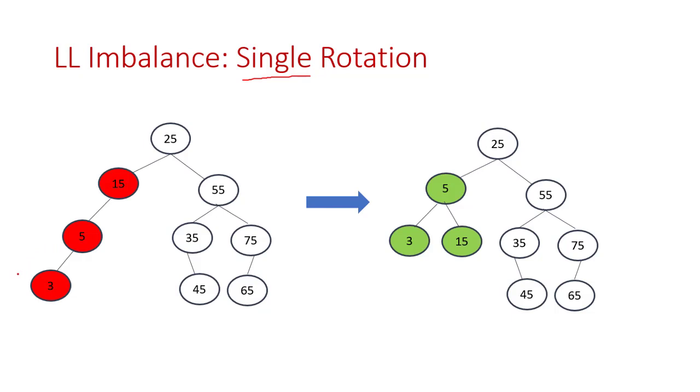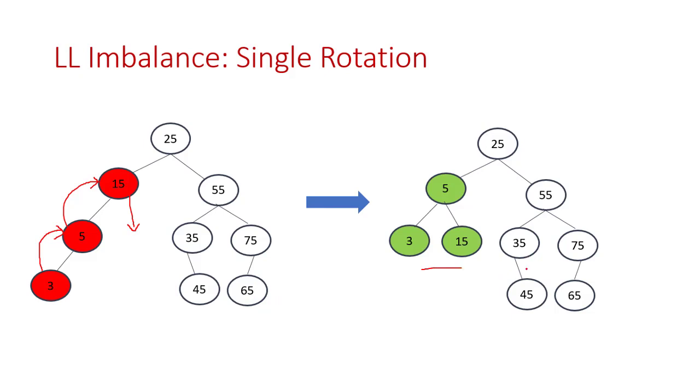In the single rotation, I am performing a rotation to the right side like this, LL rotation. In other words, I can shift the elements. 3 will come to this position, 5 will come to this position, and 15 will come to this position. The representation is shown here. This is the output of LL imbalance.